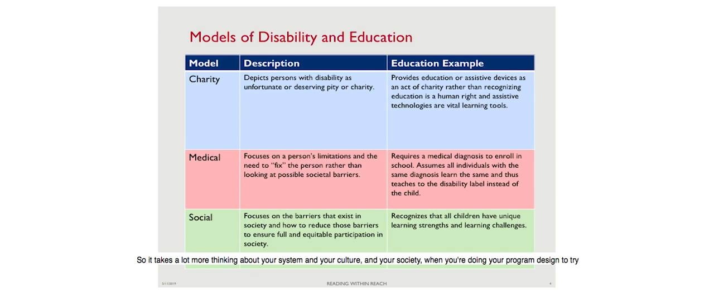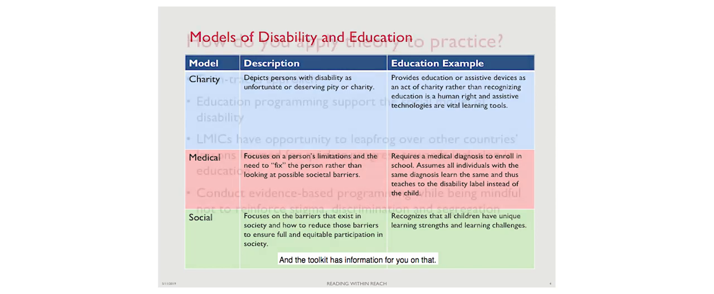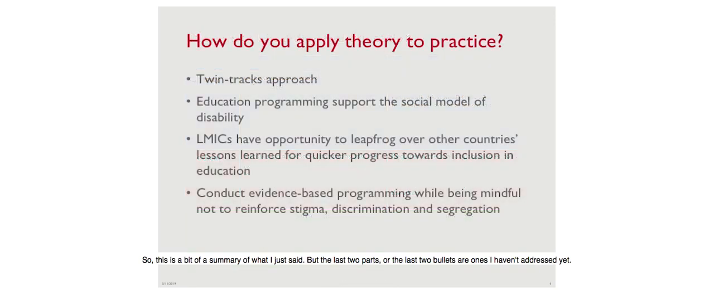So it takes a lot more thinking about your system and your culture and your society when you're doing your program design to try to think about what is the best way to leverage the social model for your programming needs. And the toolkit has information for you on that. So this is a bit of a summary of what I just said, but the last two bullets are the ones I haven't addressed yet.